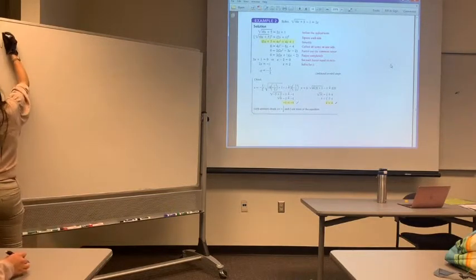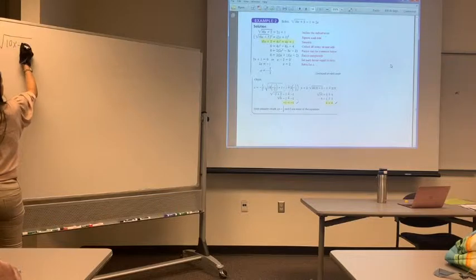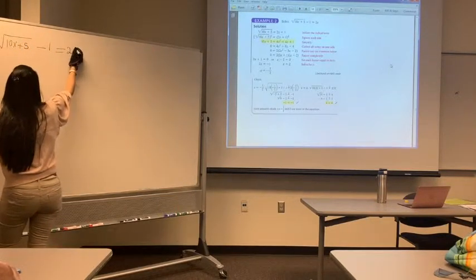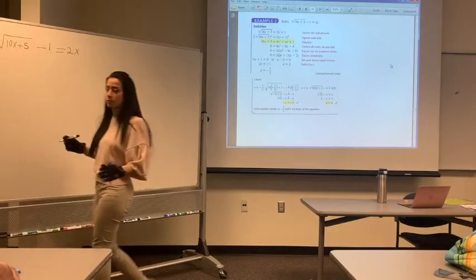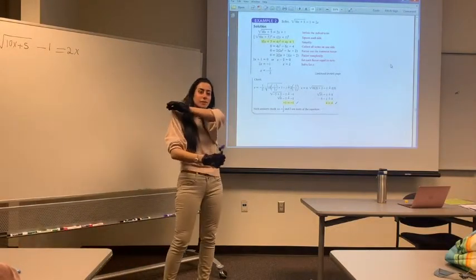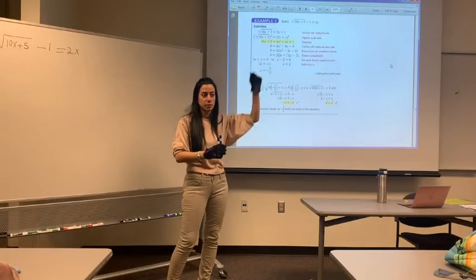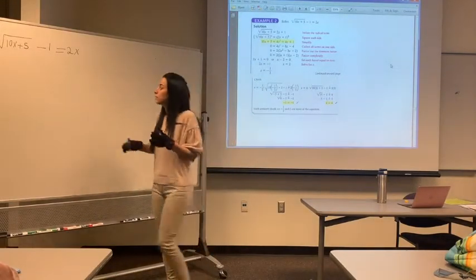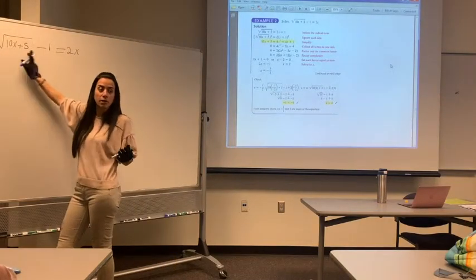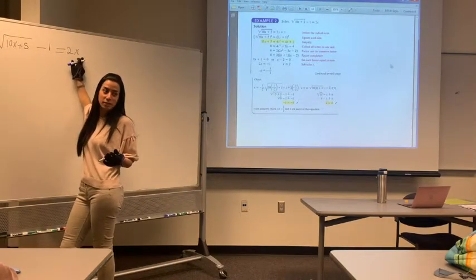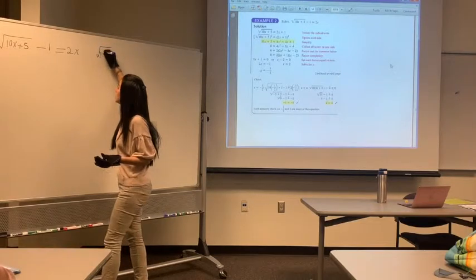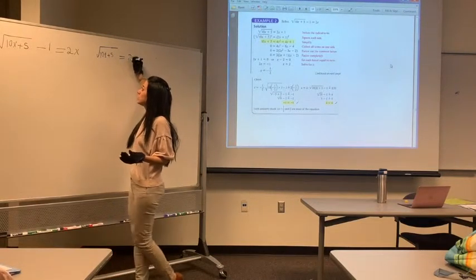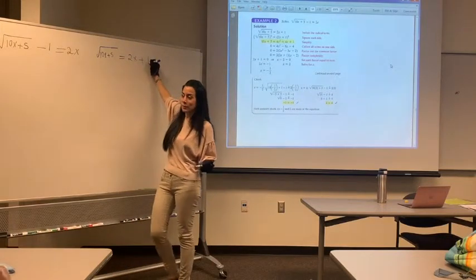We have radical 10x plus 5 minus 1 equal 2x. So the first step is to isolate this radical and move everything to the other side. So we will have radical 10x plus 5 equal to 2x plus 1.